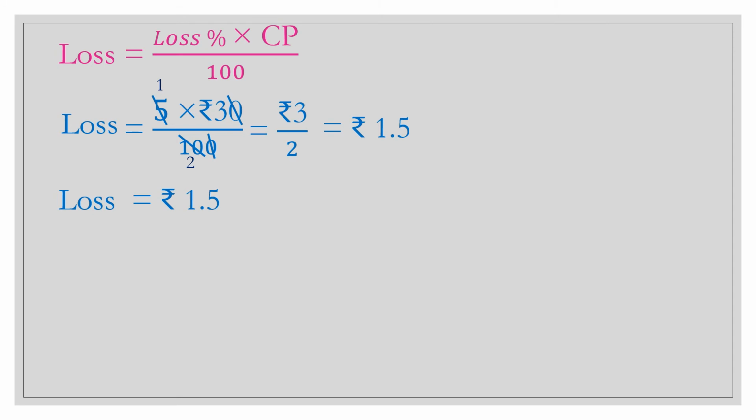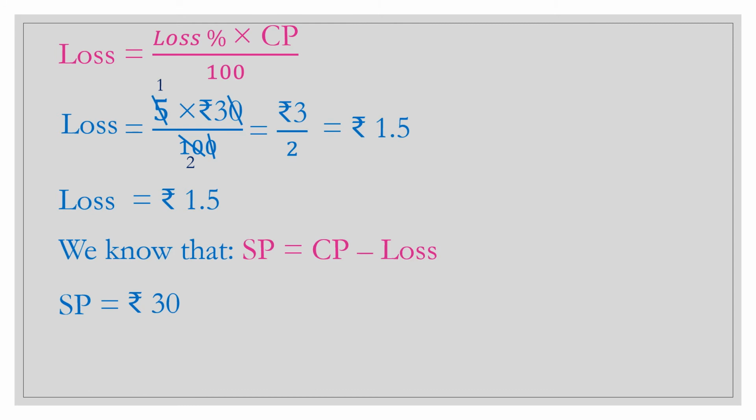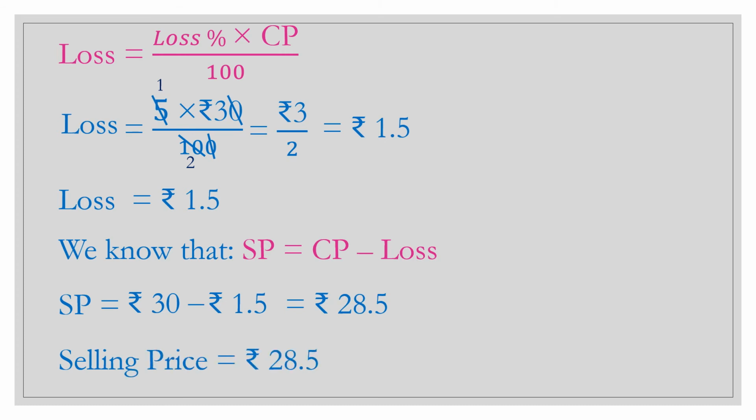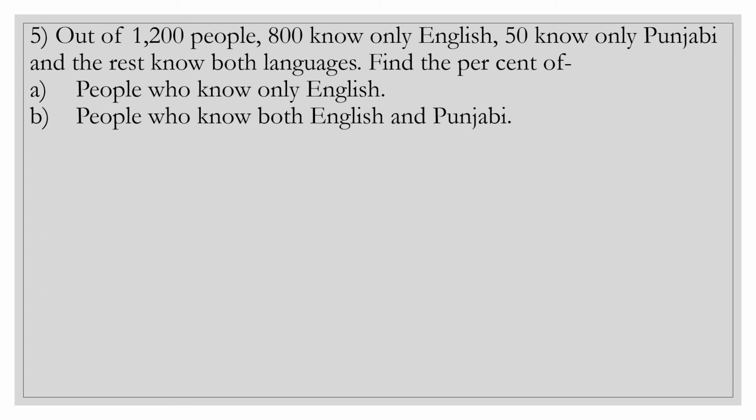Now we will find out the selling price and we know that SP is equal to CP minus loss. Now put the values. CP is equal to rupees 30. So write down rupees 30. Then write the minus symbol as it is. And loss is equal to rupees 1.5. So write down rupees 1.5. Now do the subtraction. We get rupees 28.5. So selling price is equal to rupees 28.5. Let's solve one more question. Question number 5.